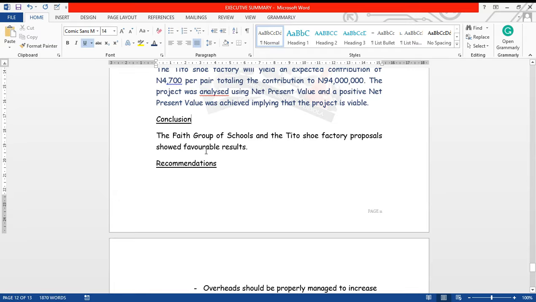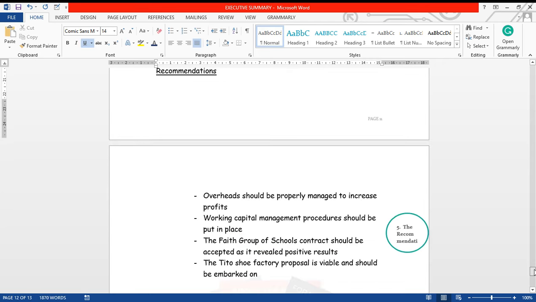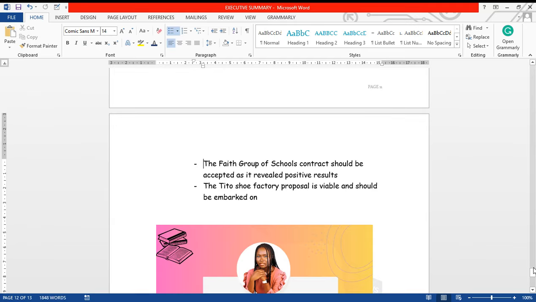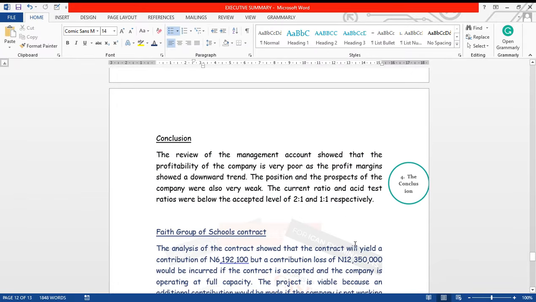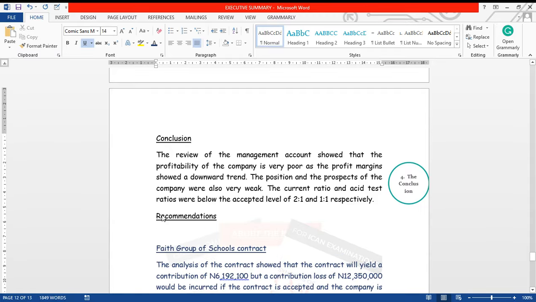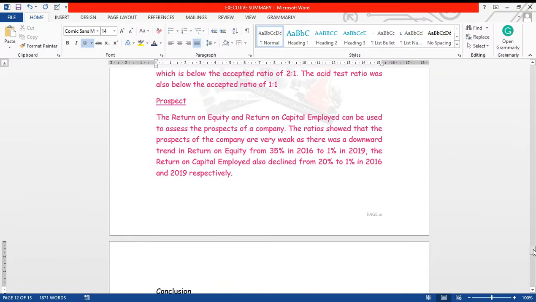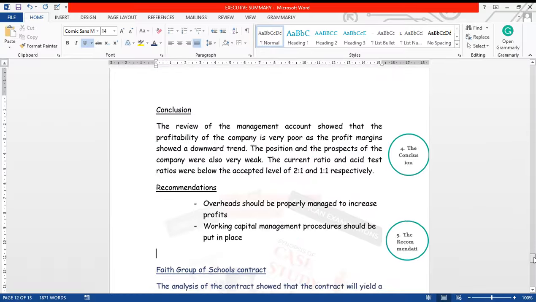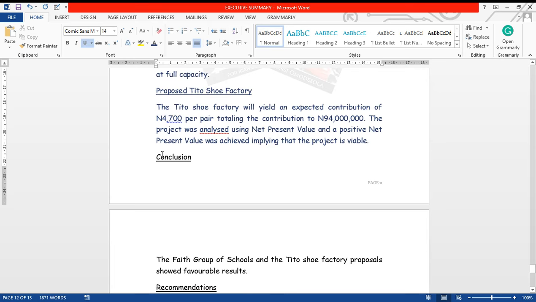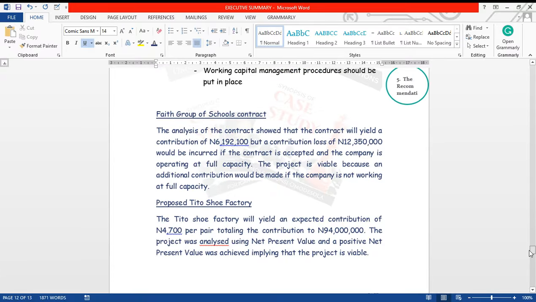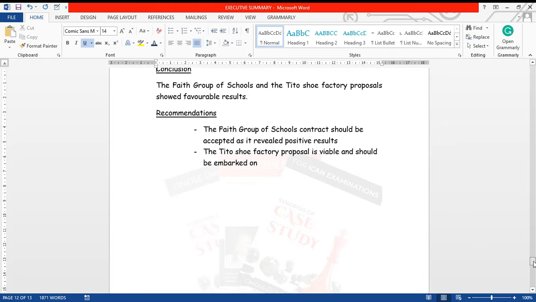Conclusion: the first group of projects should be accepted. Then recommendations too. Since we have recommendations for these two, we can have a heading, recommendations, for the financial statement analysis. Hope you're getting it. You can ask questions in the comment section if you have any. So we have the first requirement, we talked about it, then we had our conclusions and recommendations. Then the second requirement, which was Tito Shoe Factory and Faith Group of Schools. We summarized everything we found there. Then we talked about the recommendations and conclusions.